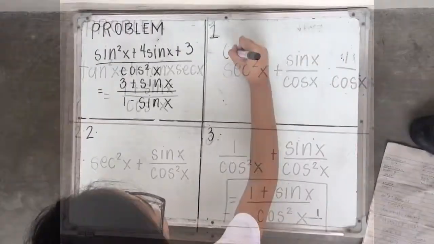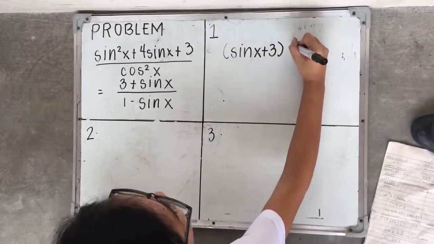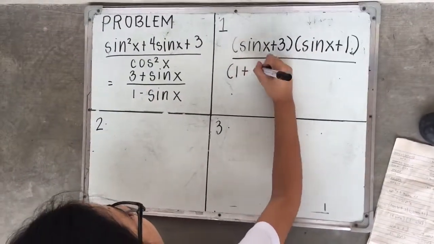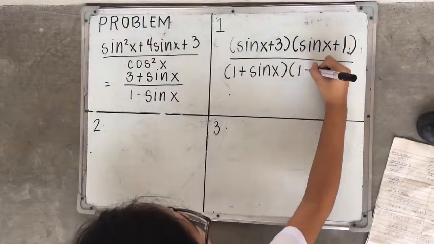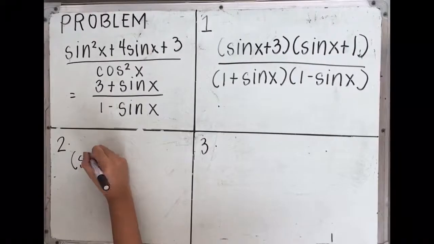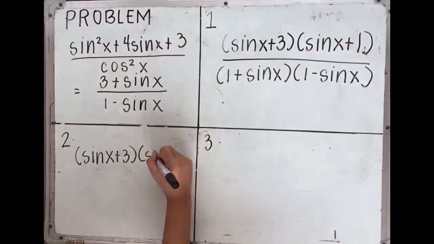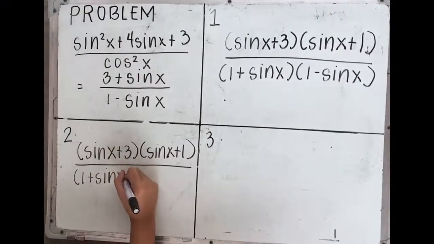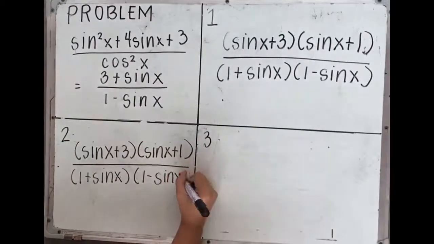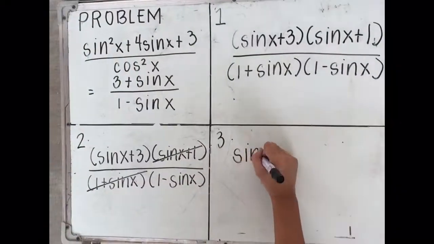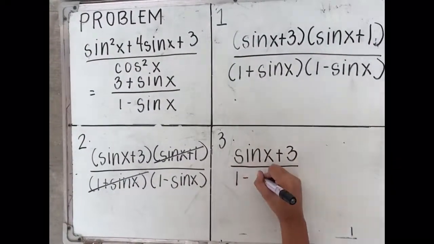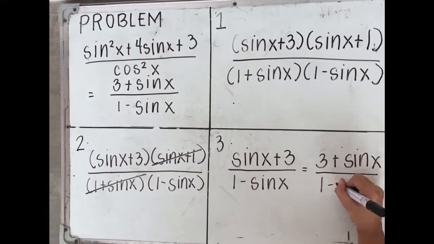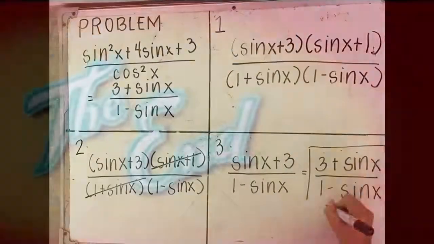So we have sine x plus 3 and sine x plus 1 over 1 plus sine x, 1 minus sine x. So second, we have sine x plus 3, sine x plus 1 again, over 1 plus sine x, 1 minus sine x. So you cancel sine x plus 1, and you get sine x plus 3 over 1 minus sine x. There you have it, the end.